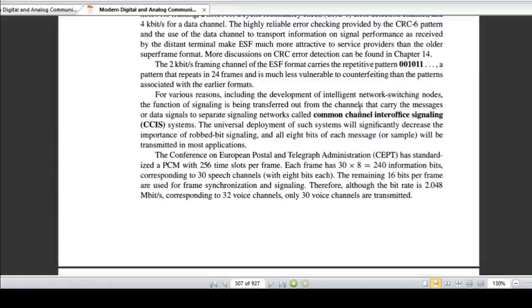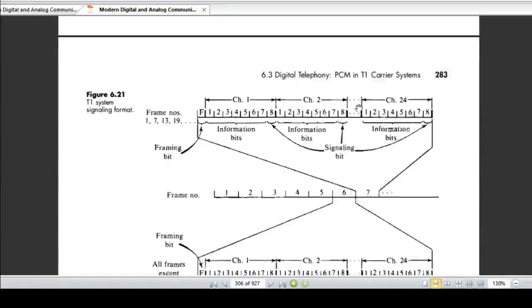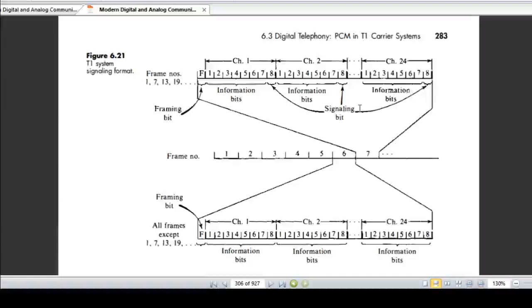One more thing, which is not shown here. What will be the bandwidth required for the T1 carrier system? The minimum bandwidth is nothing but half the bit rate. The bit rate is 1.544 megabits per second. So the bandwidth required for the T1 carrier system is half of 1.544 into 10 raised to 6, which will give 772 kilohertz. So the minimum bandwidth of the T1 carrier system is 772 kilohertz.